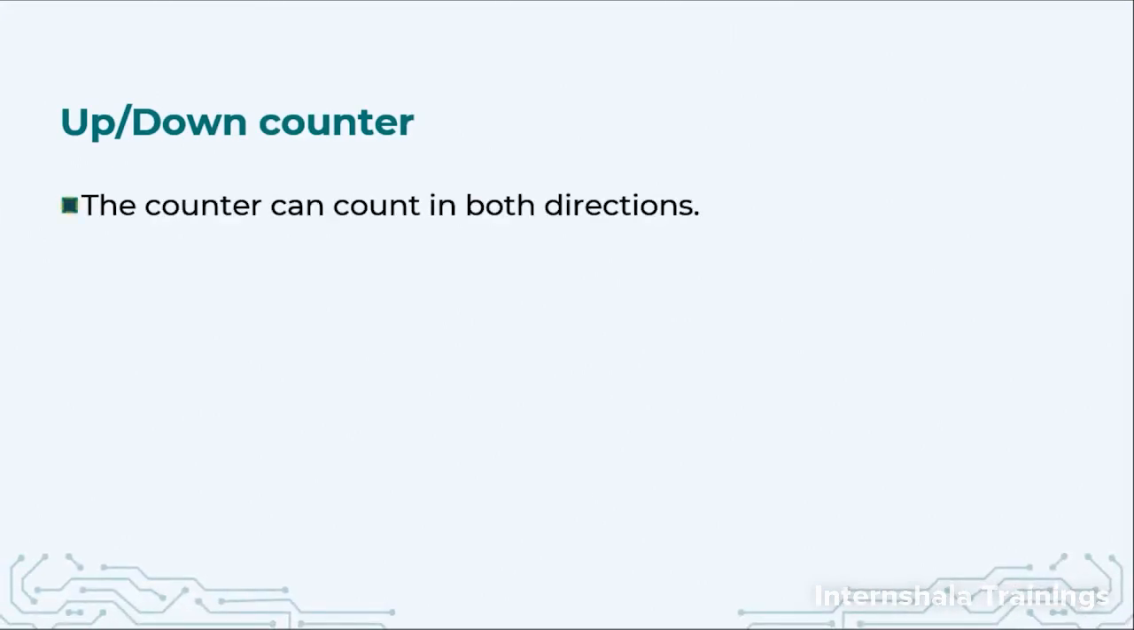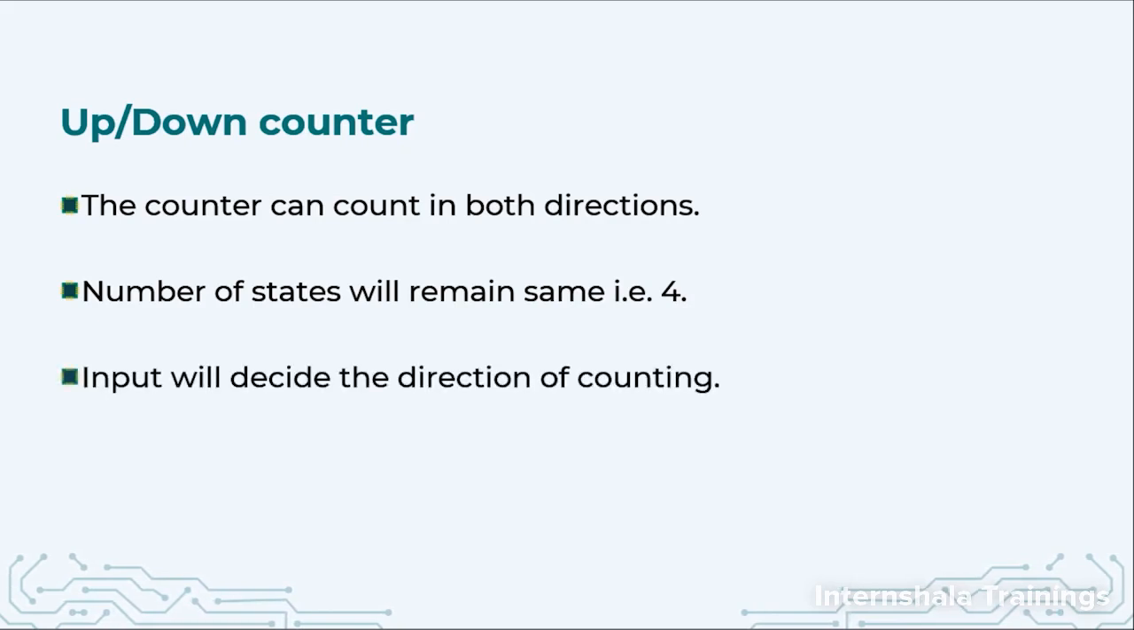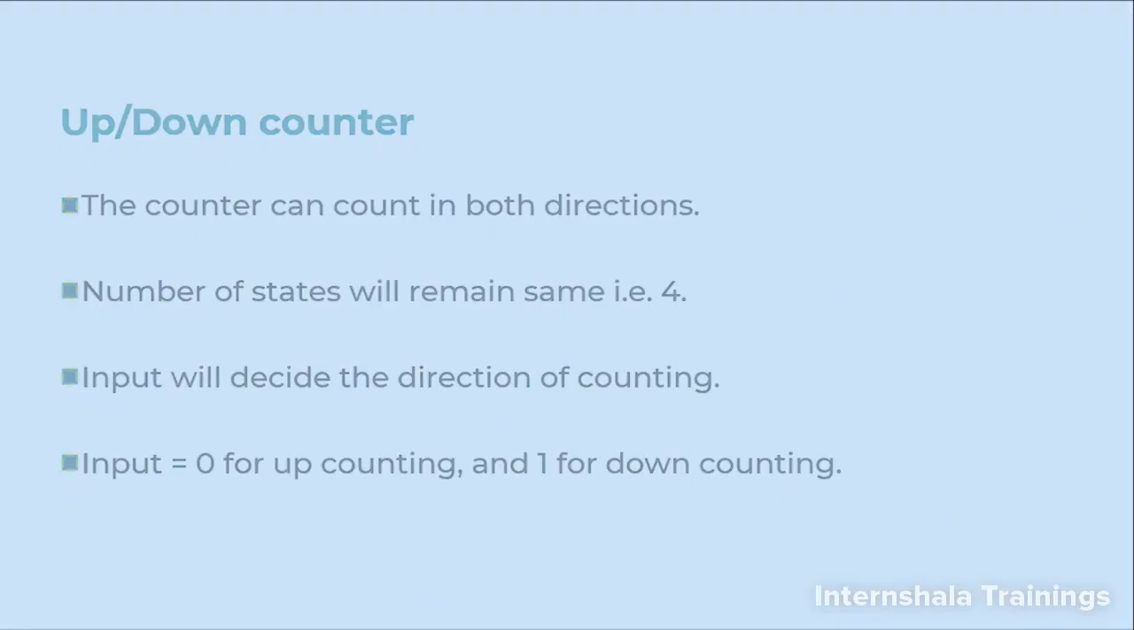So first of all, as we know about the up-down counter, the counter can count in both directions. The number of states will be 4. We are going to count from 0 to 3. The input will decide the direction of counting, whether we are counting up or down. If input is 0, we will count up, and if it is 1, we will count downwards.